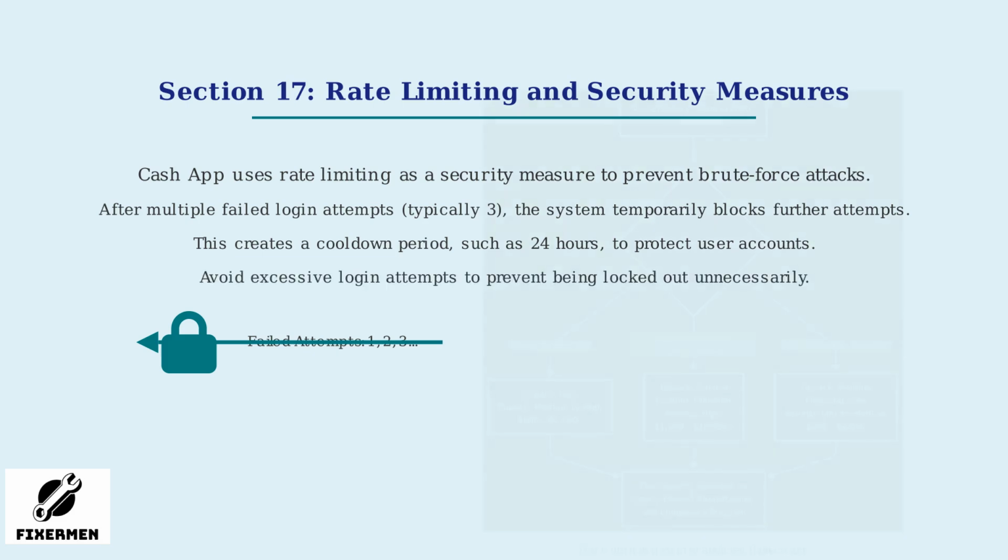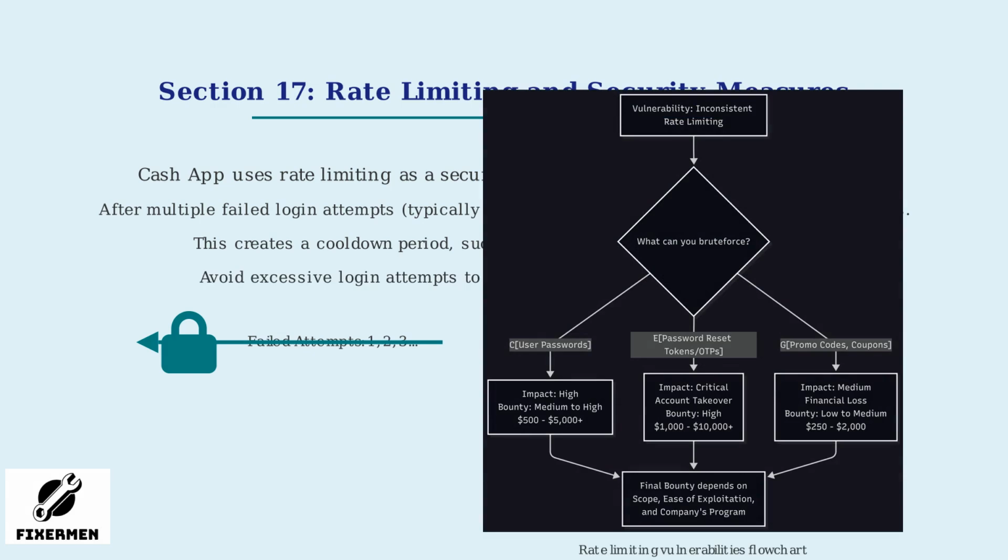To avoid being locked out, users should avoid excessive login attempts and ensure their credentials are correct before retrying. The flowchart here illustrates potential rate-limiting vulnerabilities and their impacts in security testing scenarios. Understanding these security measures helps users navigate the authentication process more effectively while maintaining account security.